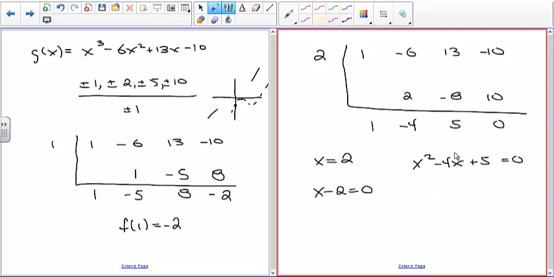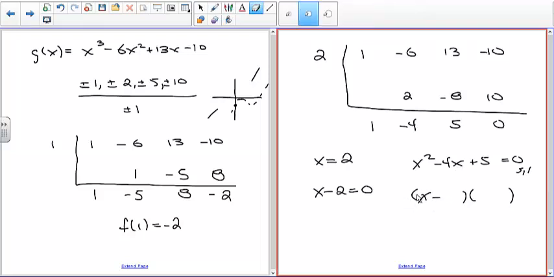So we look at that and we say, can we factor that, x minus something, x minus something? So these have to both be positive or both negative. Factors of 5 are 1 and 5. If you add these together, you get 6, which doesn't work out. So it's not something we can factor easily.